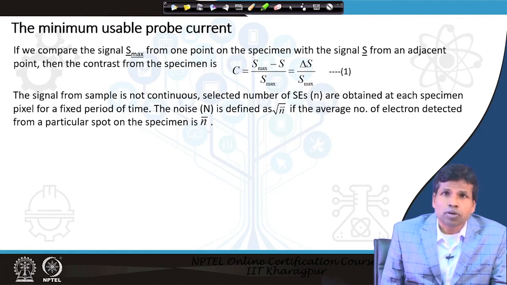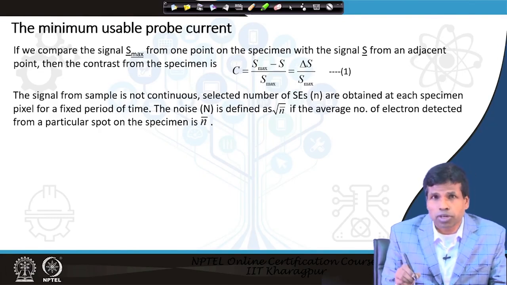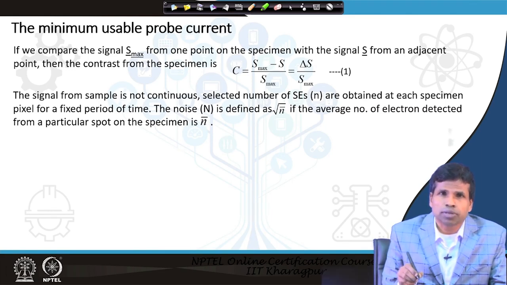The signal from SEM is not continuous, because the electron beam strikes at one point, stays for a fraction of a second, collects the information, that is the signal, then moves to the next point. Again, there it dwells for a certain time and generates the signal, then it moves to the next. So, the signal is not continuous.